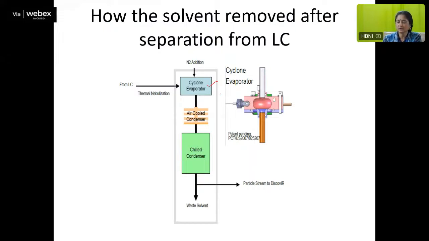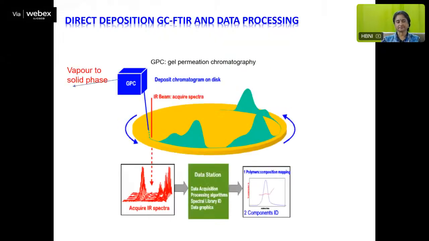The cyclone evaporator means the sample is rotated and the solvent is evaporated. Now, direct deposition, GC, FTIR, and data processing. GC can also be coupled with FTIR. FTIR is also an important technique for identification of functional groups. When you are synthesizing a new compound, FTIR is used to elucidate its structure also.